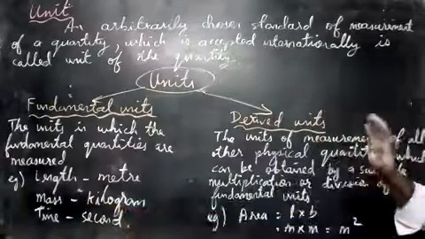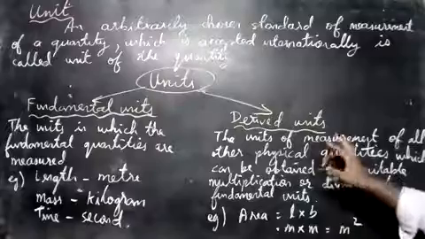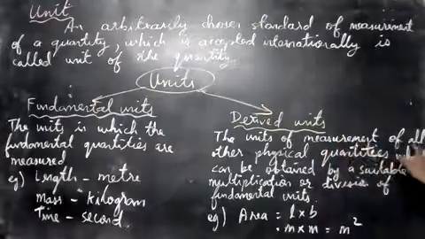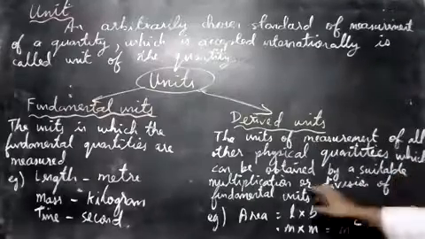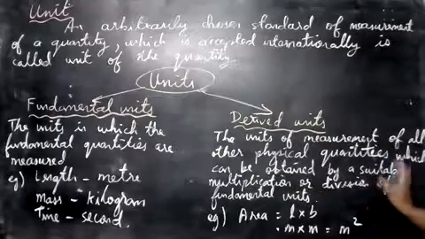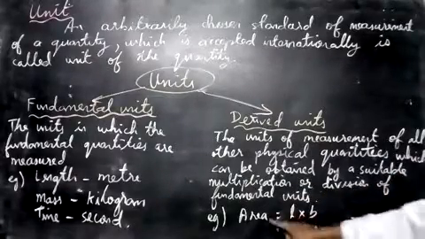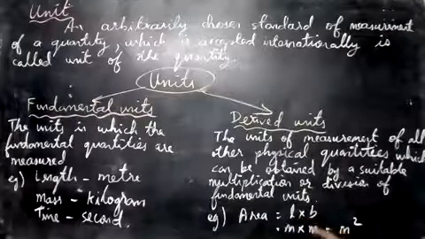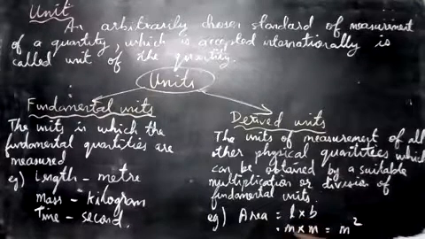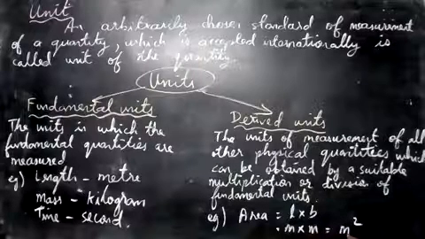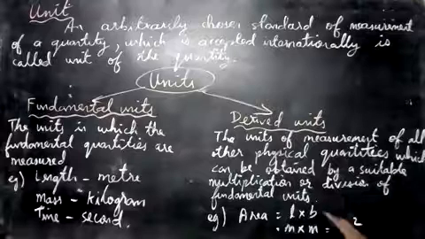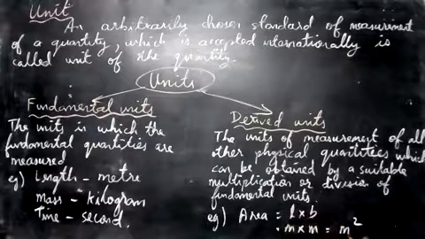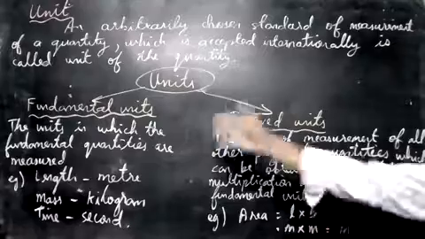Then next we come to derived units. So derived units means what? The units of measurement of all other physical quantities which can be obtained by a suitable multiplication or division of powers of fundamental units. Example, area is equal to length into breadth. Length is measured in meters, breadth is also measured in meters. So meter into meter will give us meter squared. So the unit of area is meter square. By knowing the formula, you can get the derived units. So derived units are coming from the fundamental units only.